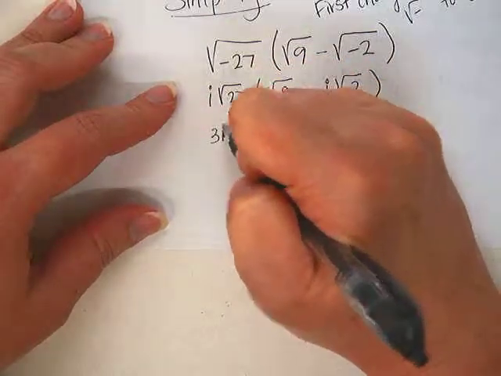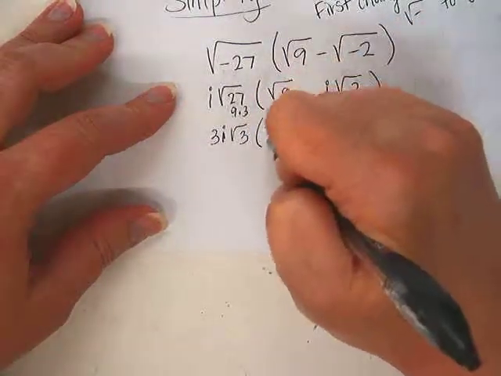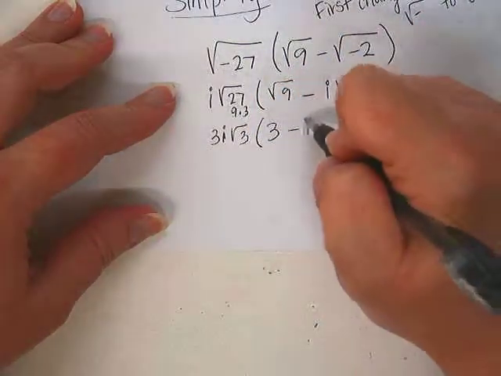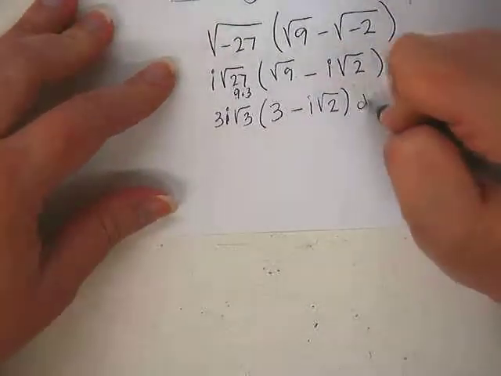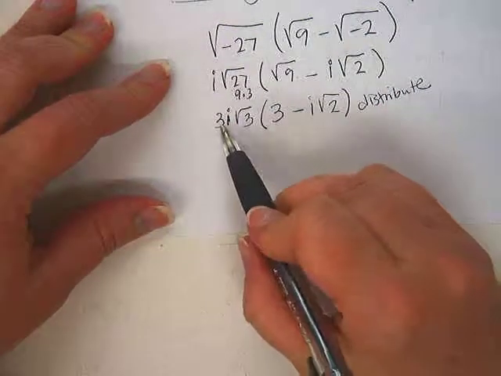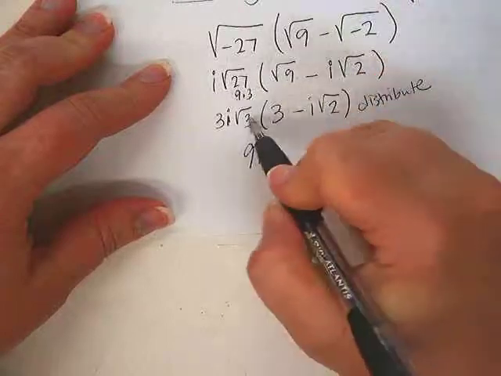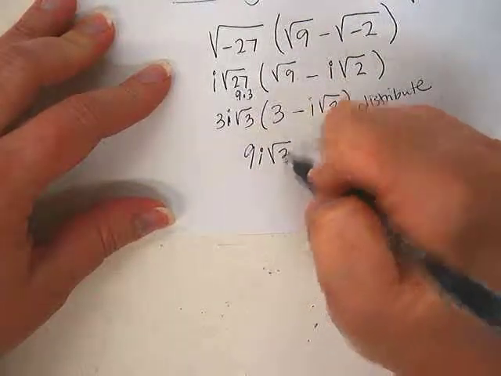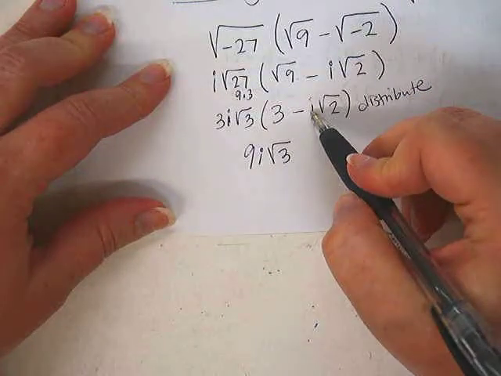You could do that now or later. I would say do it now because 27 times 9 is kind of a big number that I don't want to think about. So I'm going to go ahead and simplify this. 27 is 9 times 3, so the square root of 9 is 3, and then I have a 3 left inside. So I would have 3i square root 3, and the square root of 9 is 3, and then I would have i square root 2. Okay, now I'm going to distribute.